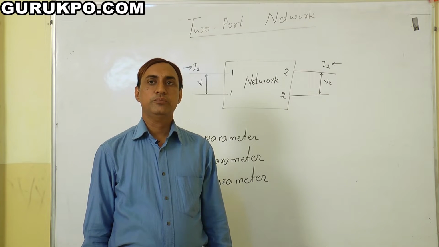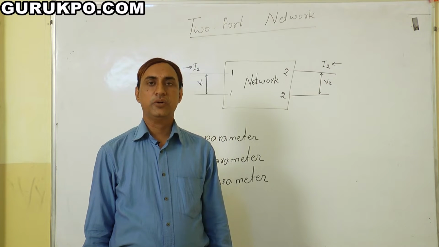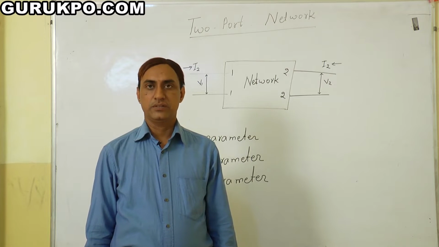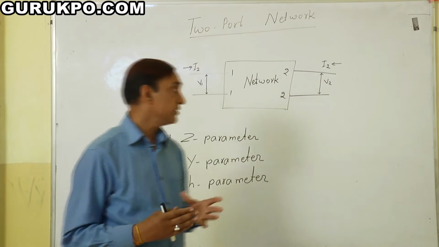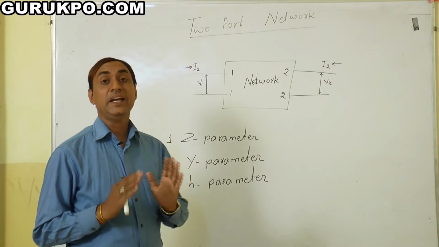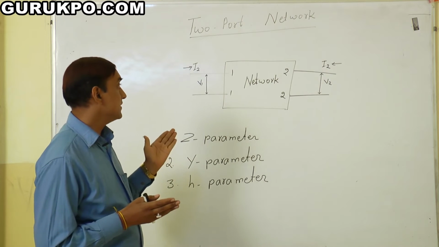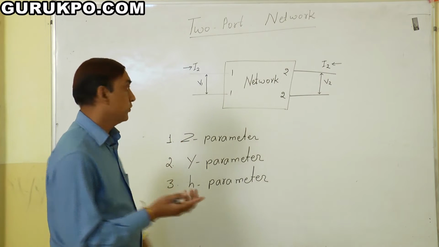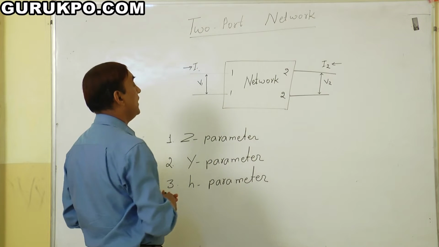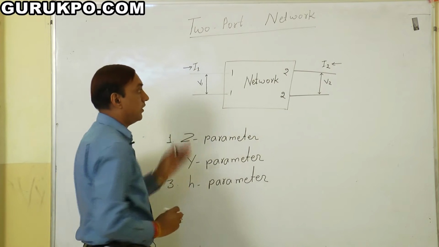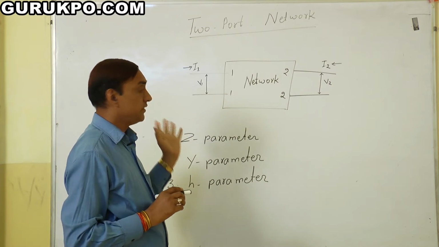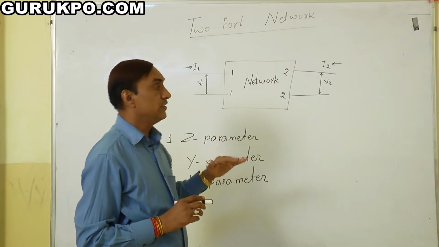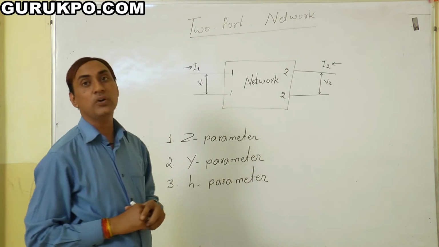On behalf of Guru KPO, Vianney Group of College, today I want to discuss a topic, the two-port network. What is the meaning of a two-port network? This is very simple. It means we have two ports in a network. One side is input, another is output. So this is I1, the input side, and the other is the output side. We don't say input and output, but we say one side is 1 and the other is 2. So that's why this is the two-port network.